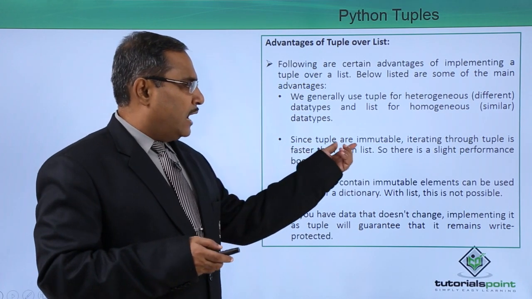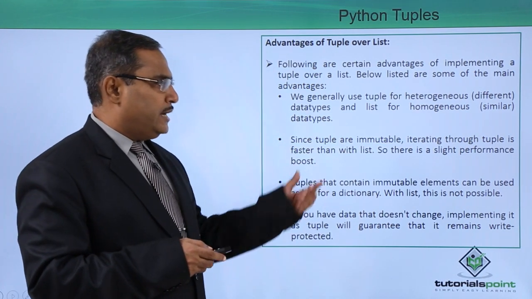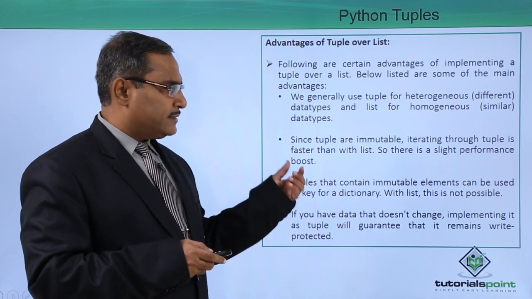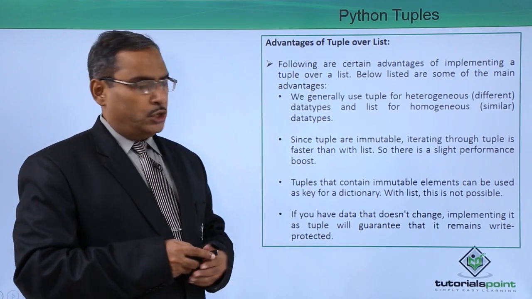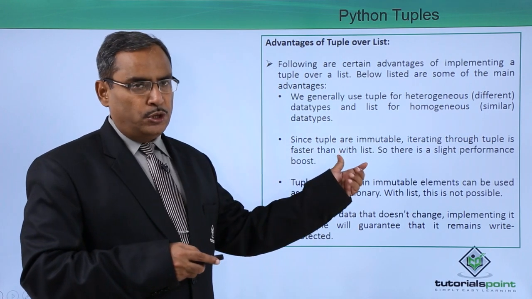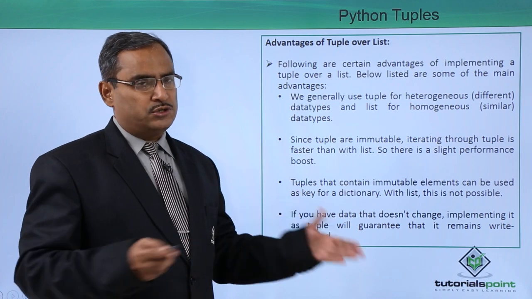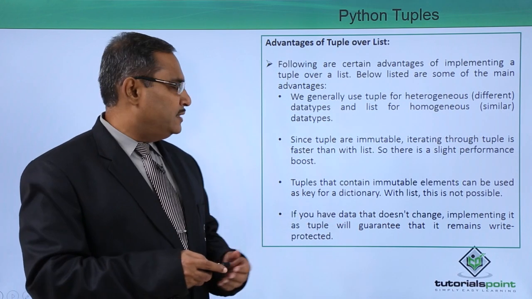Since tuples are immutable, iterating through a tuple is faster than with a list, so there is a slight performance boost. As the tuple is immutable, iterating through the tuple members will be a little bit faster. So we are getting some boost in performance.